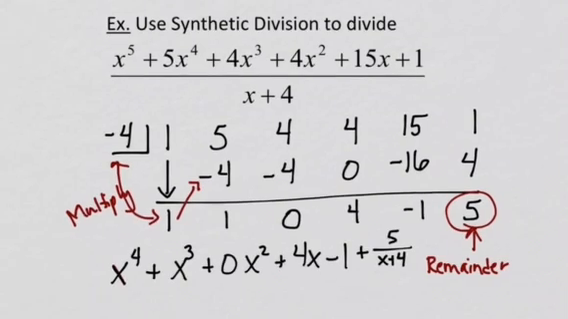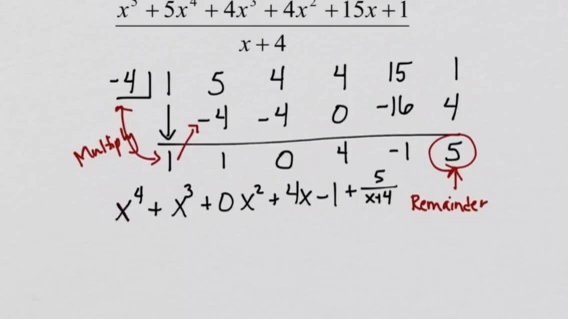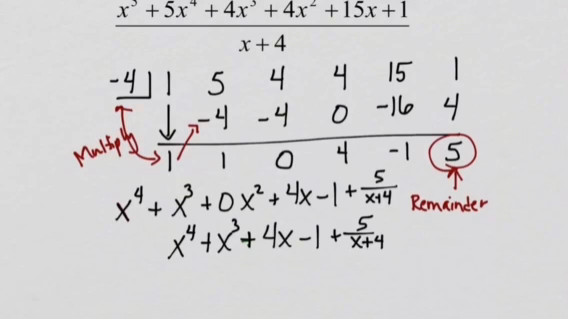Now this is not a good simplified answer, so what we'll need to do is rewrite it so that we don't see the 0 term in there. So we have x to the 4th plus x cubed. We will not show this right here. The 0x squared we will not show, so we continue on to plus 4x minus 1 plus 5 divided by x plus 4.